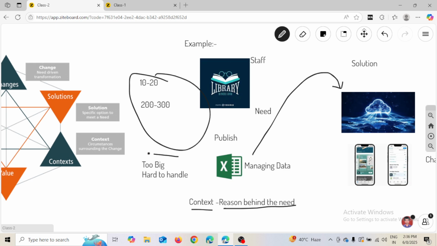So the reason was that the data was massive. What are the issues that the staff were facing at that moment of time? Can you think of the same? Yeah, there could be n number of issues, like slowness. If you have to find out some data, it is very hard to find out the data.